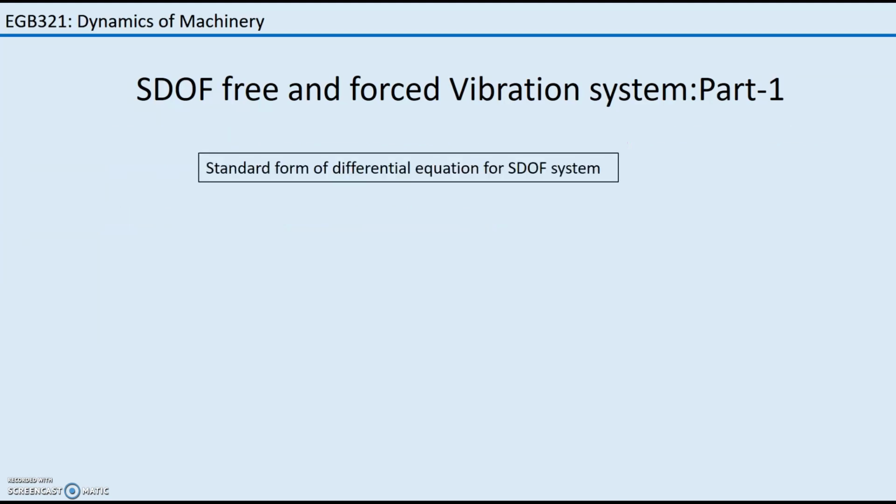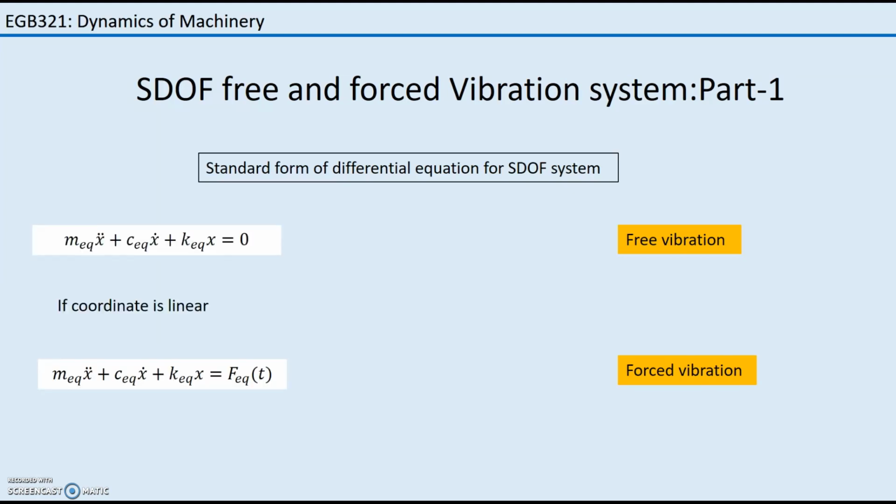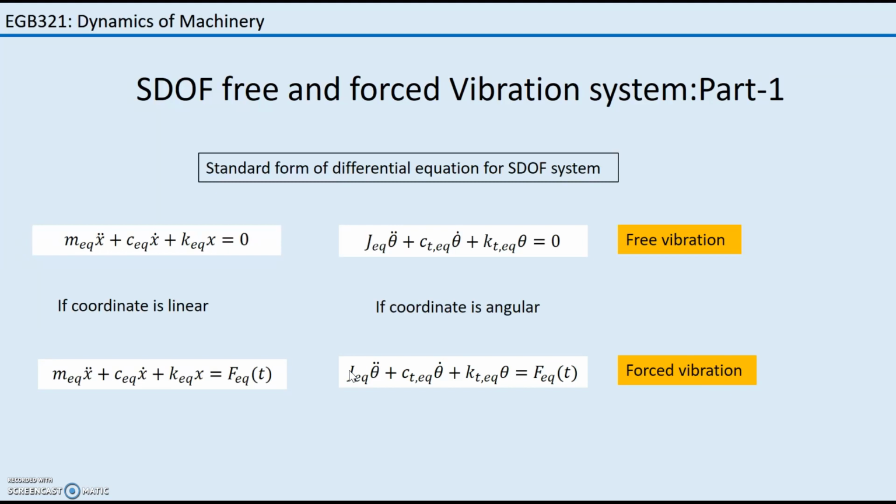In general, all single degree of freedom vibrations are governed by a standard form of differential equation, which can be derived for free and forced vibrations. So we get this equation when the coordinate is linear, and in case of an angular coordinate, we get this form of equation. As you all know, free vibrations are oscillations about a system's equilibrium position in the absence of an external excitation. That's why we get zero on the right hand side in the case of free vibration.